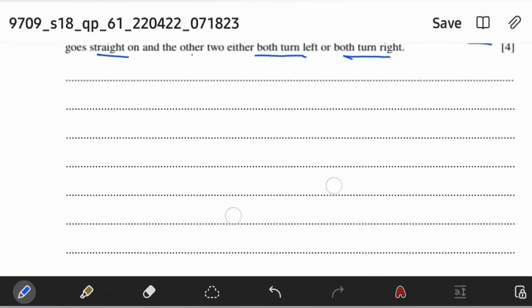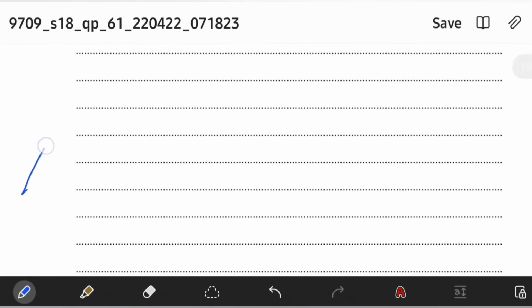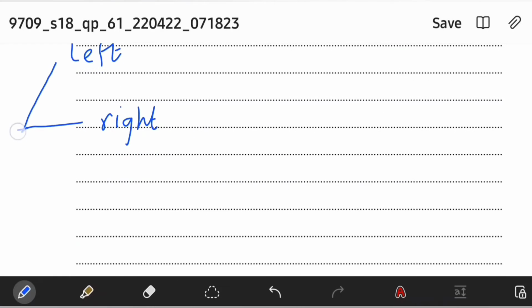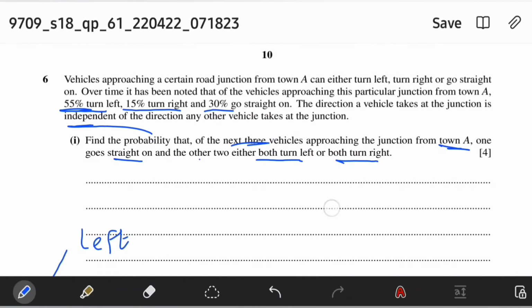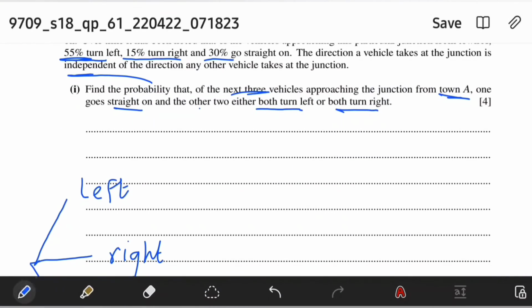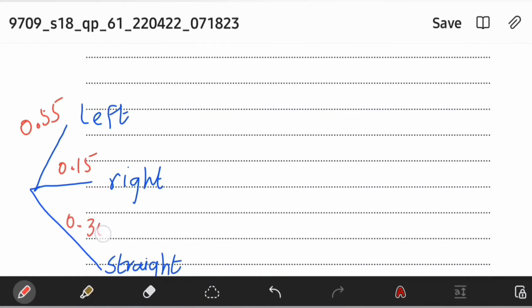So there are 3 options. First is going left. Second is going right. And third is going straight on. So 55% for the left, so we can write 0.55. 15% for right, so 0.15. And 30% for straight on, so 0.30.